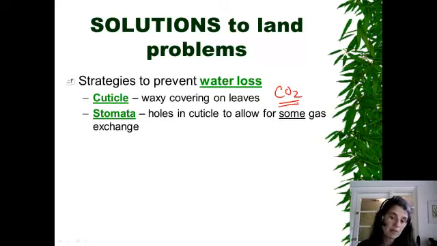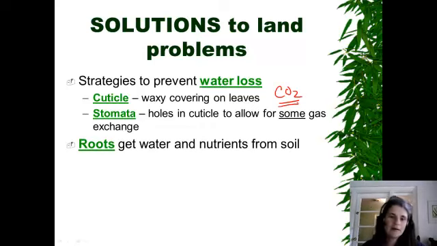So the first land plants also had stomata, holes in this waxy covering, the cuticle, that allowed for some gases to get in, so they could still do photosynthesis. Now, another strategy that the first land plants arrived at was some way to get water and nutrients, the minerals, from soil.